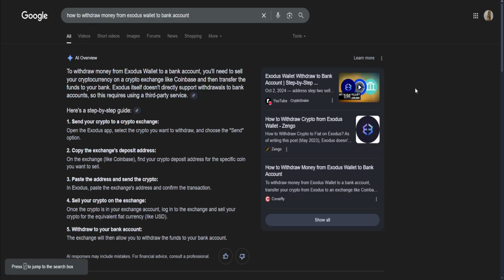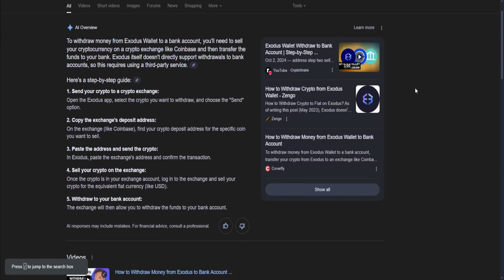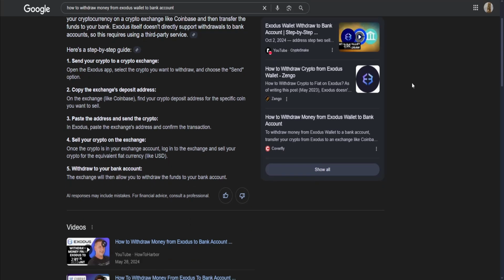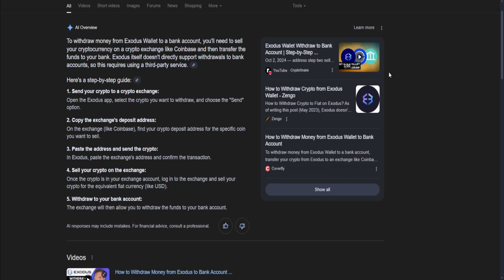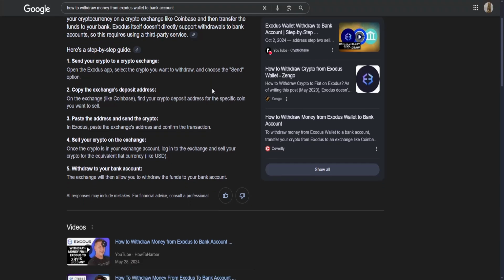How to withdraw money from Exodus wallet to your bank account. So to withdraw money from Exodus wallet to a bank account, you'll need to sell your cryptocurrency on a crypto exchange like Coinbase and then transfer the funds to your bank. Exodus itself doesn't directly support withdrawals to bank accounts, so this requires using a third-party service.